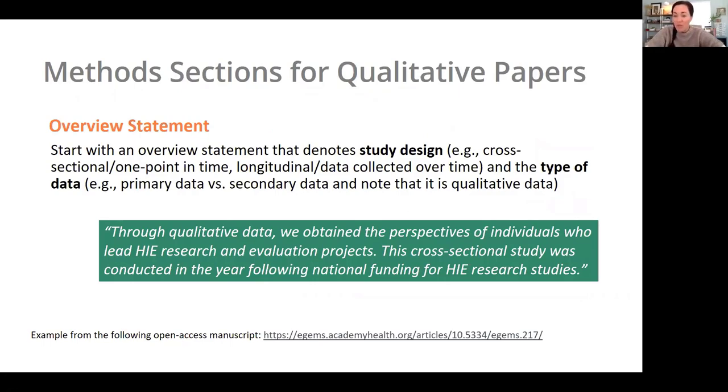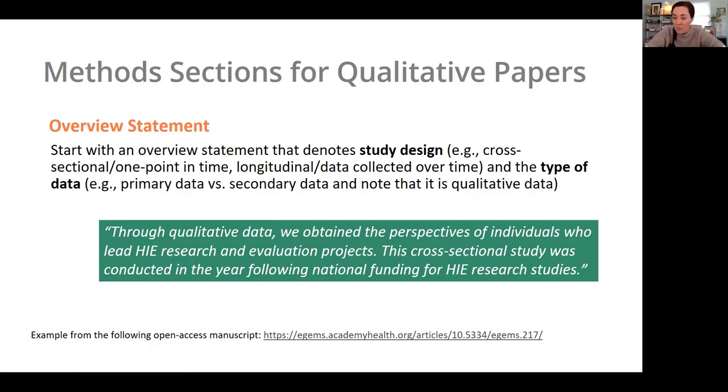At the beginning of each method section, typically I'll write a sentence that describes in brief what the study is and how I went about doing it. So you'll give some indication of study design. For a qualitative study, it may be longitudinal, but it's more likely a cross-sectional study. So it was data collected at one point in time rather than over time. It's also typically primary data, but there is secondary qualitative data that's available for analysis. And so you would want to note that, not describe it fully yet, but to give a basic understanding of what is coming in your paper.